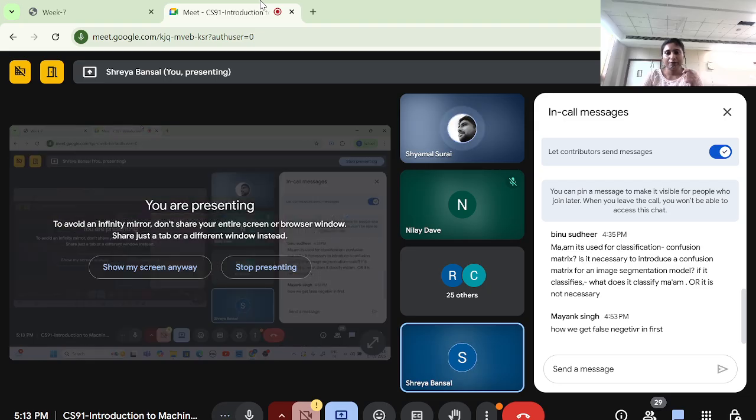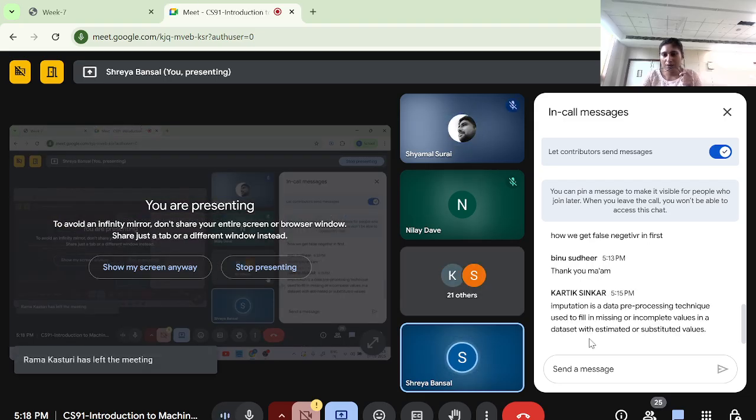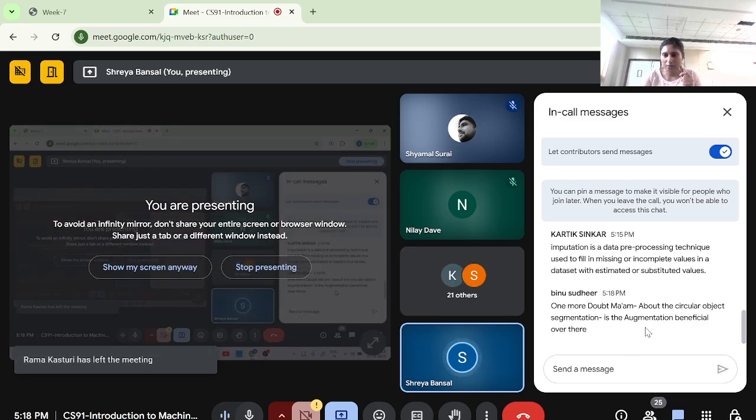All right then. If there are no questions, imputation is precisely to fill missing data. Correct. One doubt about circular object segmentation: is augmentation beneficial? I don't understand this question actually. Circular object segmentation means you are saying there is a circle and the circle is of one class, and outside the circle there is another class. If you are asking about that, is augmentation beneficial?